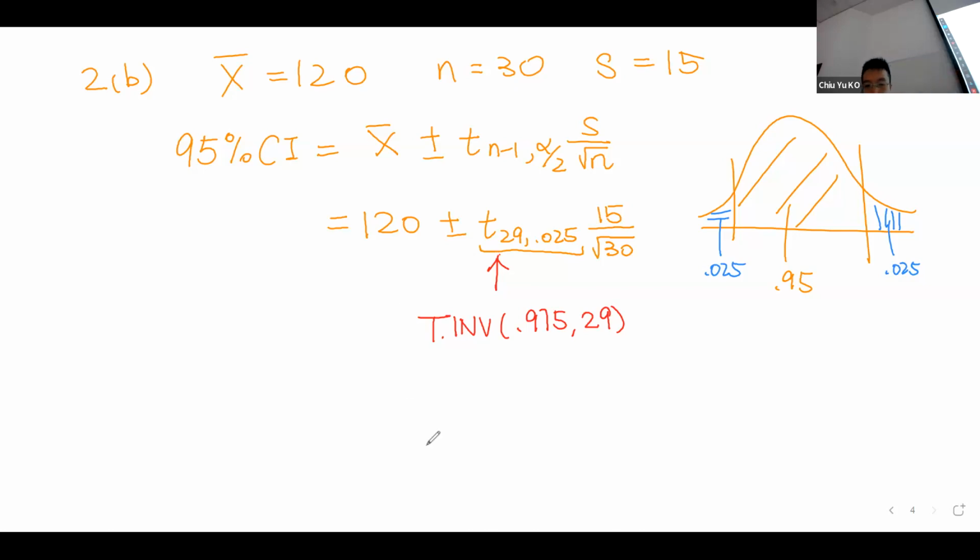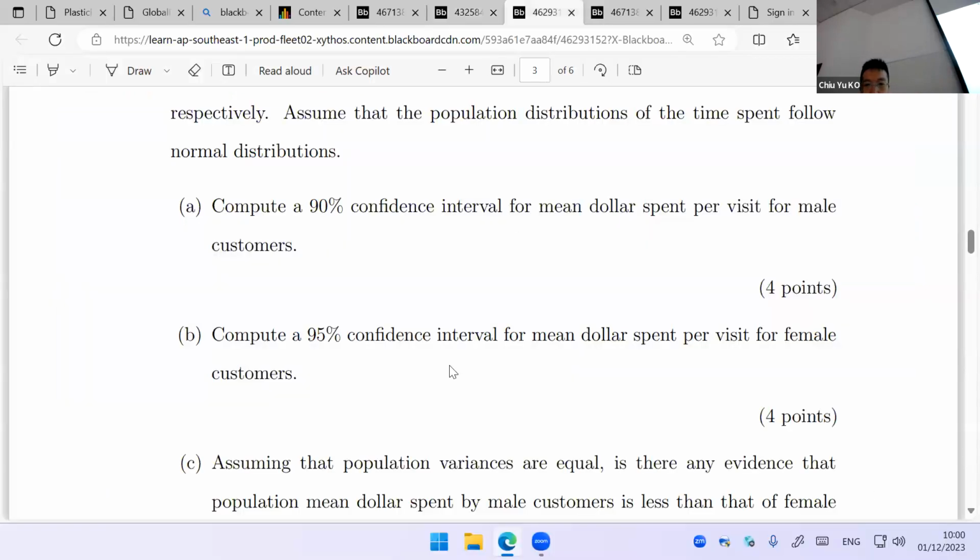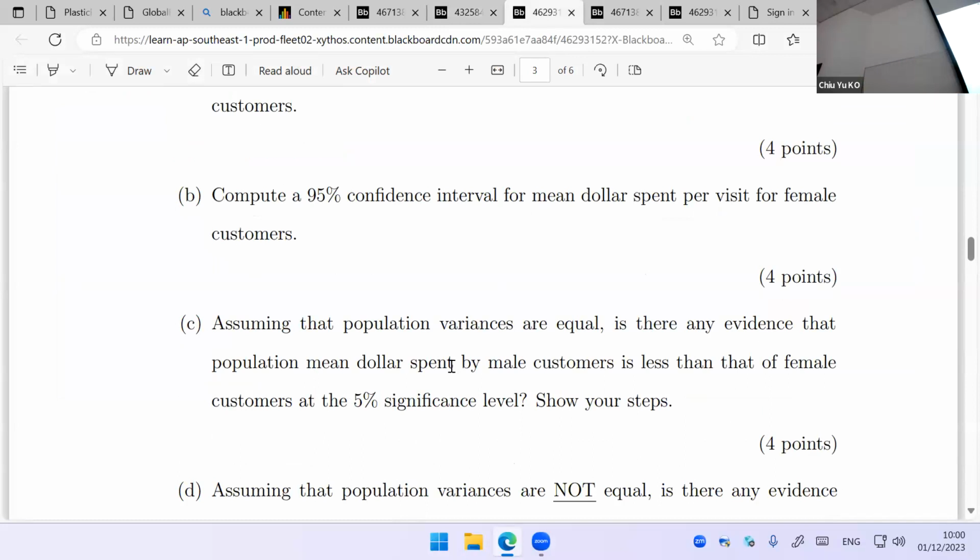And look at the question. You notice C is asking that, assuming the boys and girls have the same population variance, so they are the same shape, is there any evidence that male customer is less than the female at 5% significance level. So it's a question about hypothesis testing. So C is hypothesis.